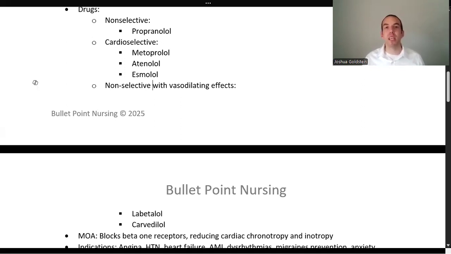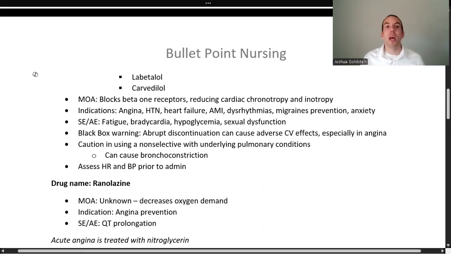The mechanism of action of beta blockers is that it slows down the heart. So if it slows down the heart, that decreases the demand. Remember, the problem was the demand is too high for the supply. So this decreases demand. It fixes the supply and demand problem. What do we use beta blockers for? We use it for so many things. We use it for angina, which we're talking about today, high blood pressure, heart failure, AMI. I'm not going to go through the whole list. Again, I'm doing it quickly because we've covered this drug class so many times.